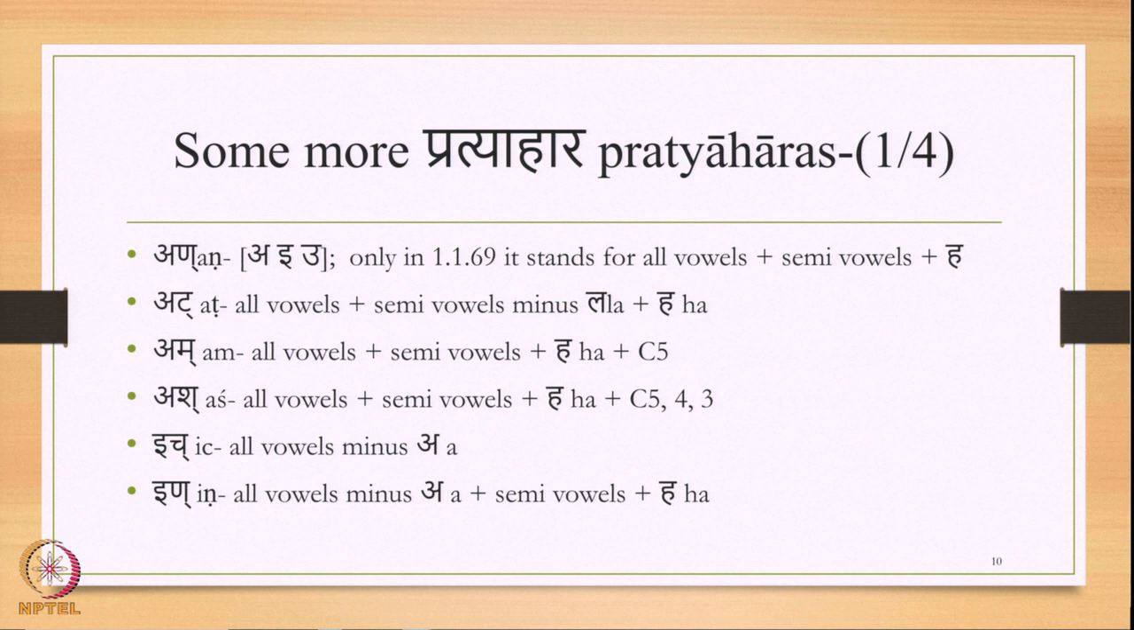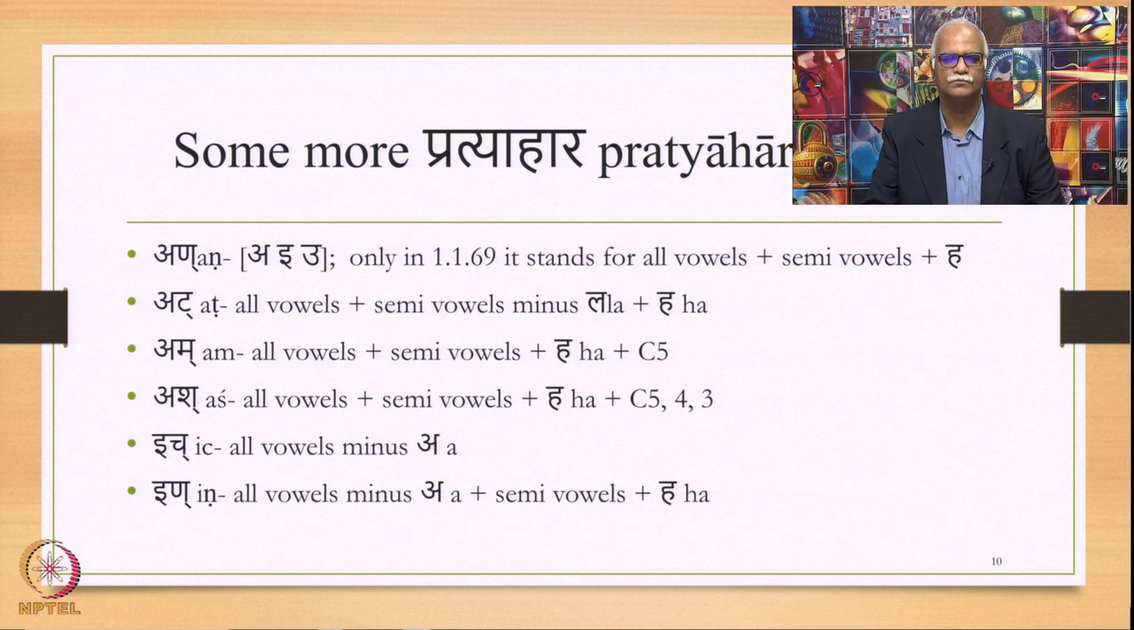Let us take a look at some more pratyaharas, some more important pratyaharas. An, for example, an stands for a, i, u, always. This is the first sutra and an stands for a, i, u. Only there is one instance, that is 1169, where an is taken from the sixth sutra and then the pratyahara is formed and then an stands for all vowels plus semi vowels as well as ha. Otherwise, everywhere whenever an occurs, it stands for a, i and u.